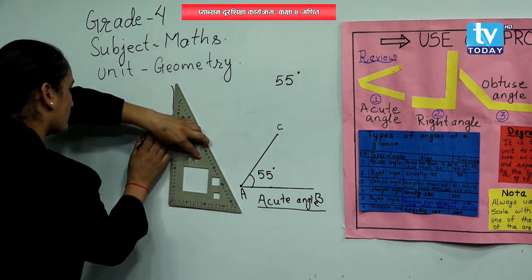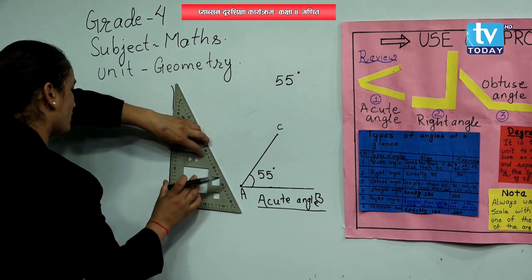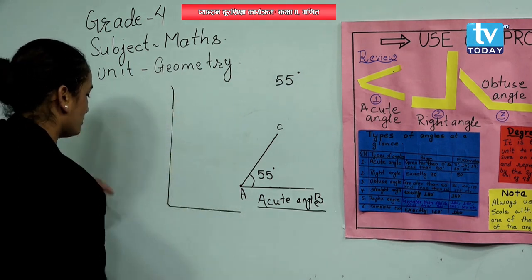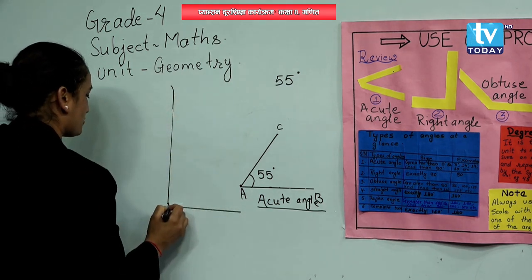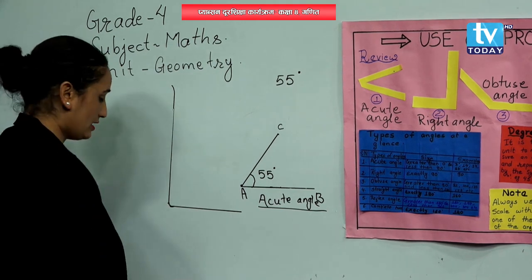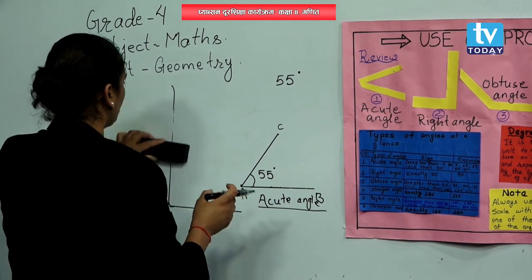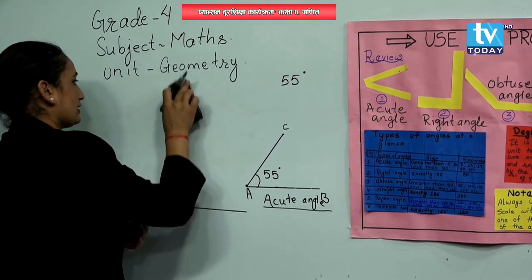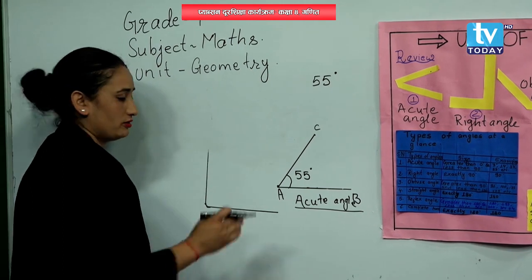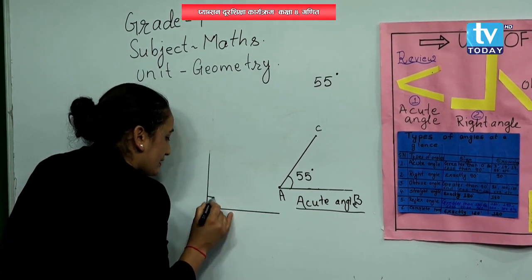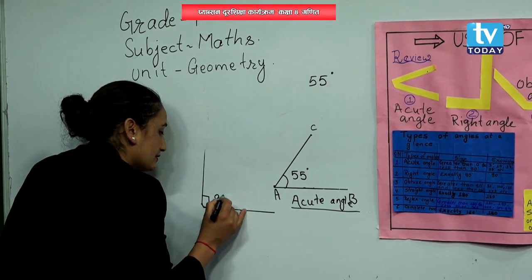See here, I'm drawing the line. So you have your one set square in your box, so you can draw it like this way. If it is too long, then you don't need to draw that much. You can erase a few lines. And right here it will be 90 degree.